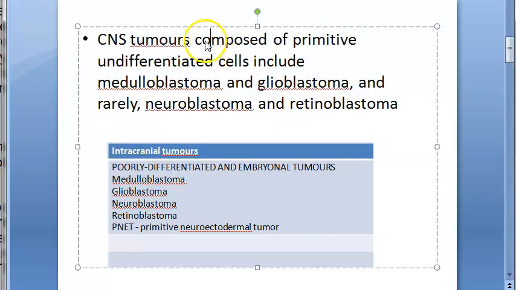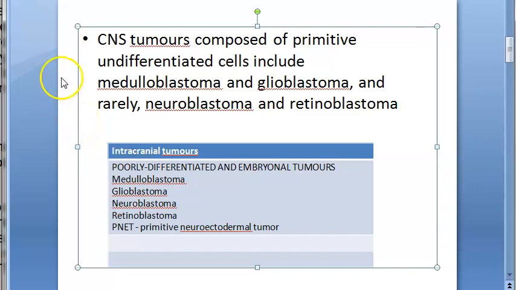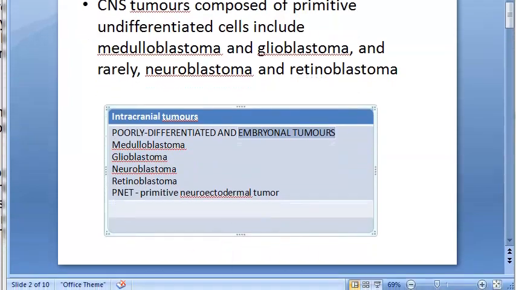Moving on. So basically in intracranial tumors, you have so many types of tumors, right? But here we are looking at the embryonal tumors only. Under embryonal tumors, there are a lot of tumors, like medulloblastoma, which you have seen now, and we're going to see glioblastoma, neuroblastoma, retinoblastoma and PNET, that is primitive neuroectodermal tumor. See, everywhere there is blastoma. Primitive again means some primitive tissue. So you can understand the names, right?